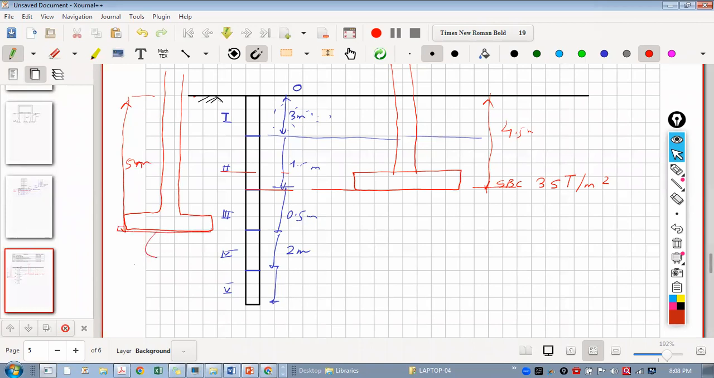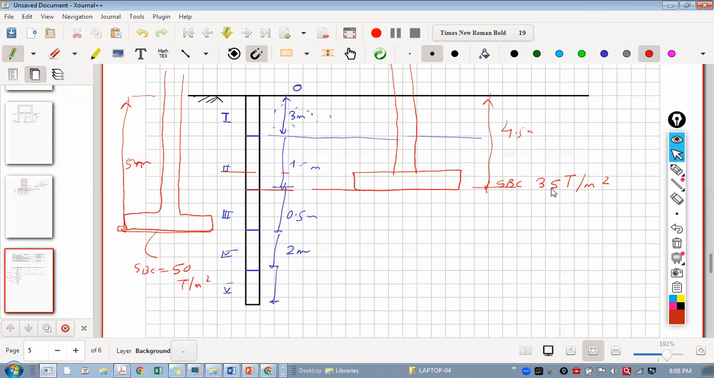And let's say you are having SBC at 5 meter level, instead of 35, I am having, let's say, 50 ton per meter square. So I am having more SBC at this level, and I can design the foundation. So sometimes this foundation cost will be less than this. So you can try different foundations. As we are using software like RCDC, it is very easy to do the foundation design within a few minutes actually.